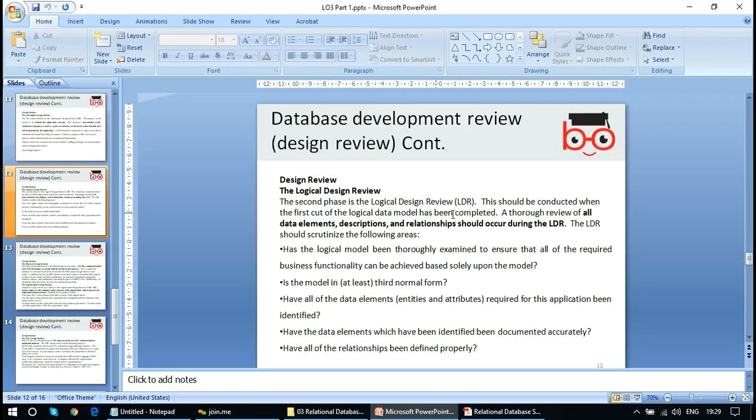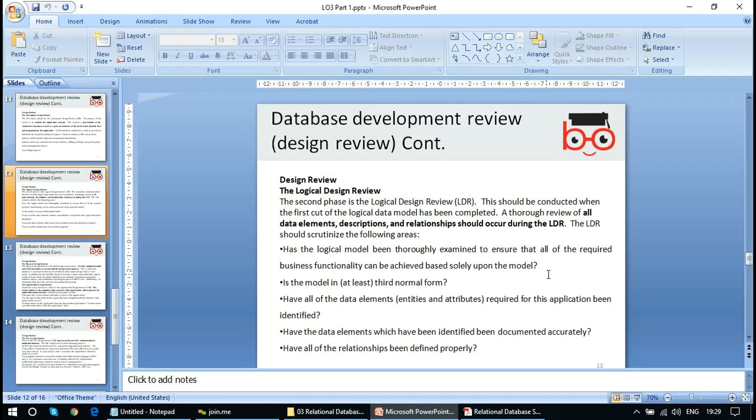Then logical design review, that's the second phase. This should be conducted when the first cut of the original model has been completed. A thorough review of all data elements, descriptions, and relationships should occur during the logical design review. This says, has the logical model been thoroughly examined to ensure that all of the required business functionality can be achieved based solely upon the model.